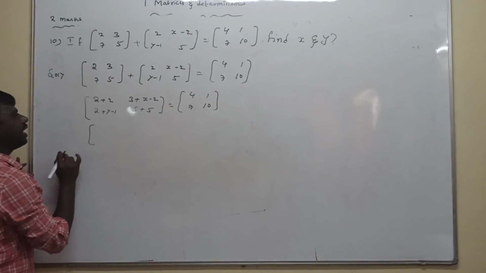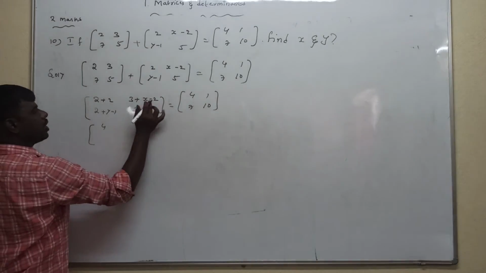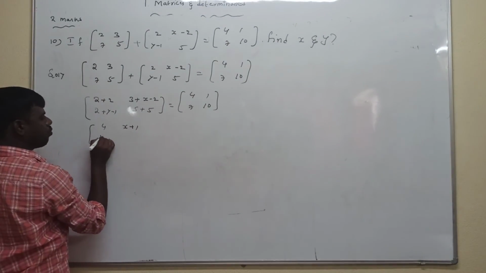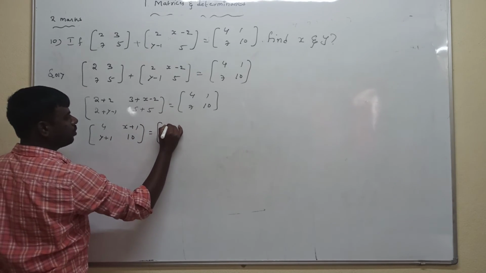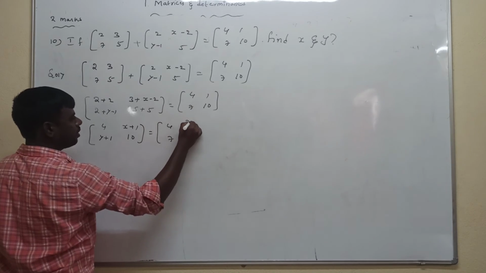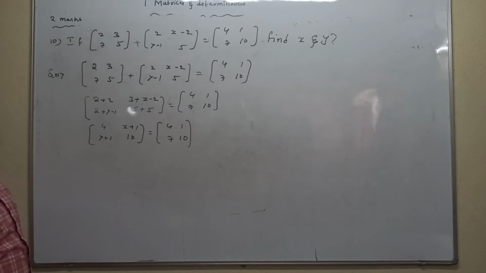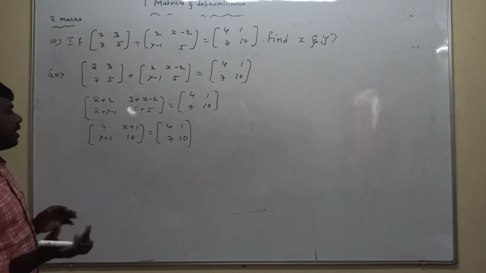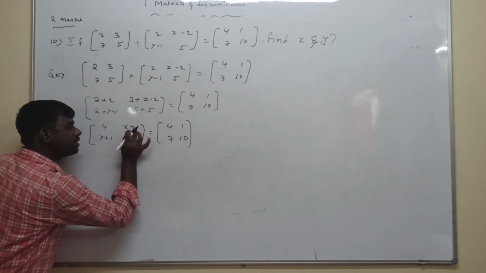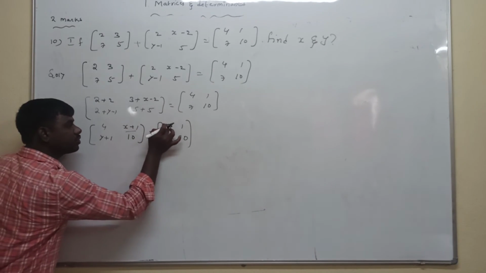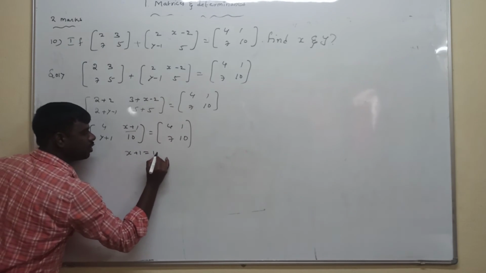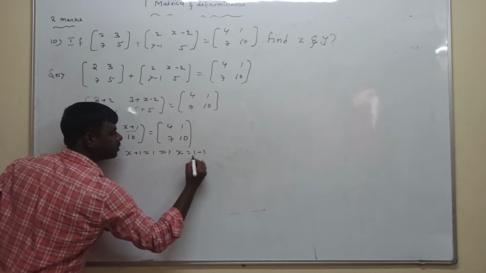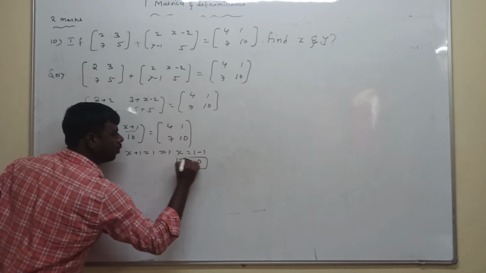Now simplify the left hand side. 2 plus 2 is 4. 3 minus 2 is 1, so x plus 1. 7 plus y minus 1 gives y plus 6, and 5 plus 5 is 10. This is equal to [4 1; 7 10]. When two matrices are equal, corresponding elements are equal. This element equals the first row second element, which is 1, so x plus 1 is equal to 1. Taking plus 1 to the right hand side, 1 minus 1, so x is equal to 0.